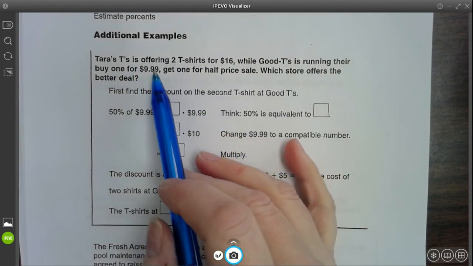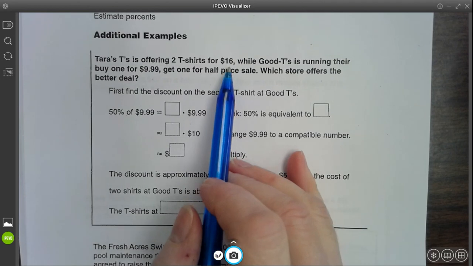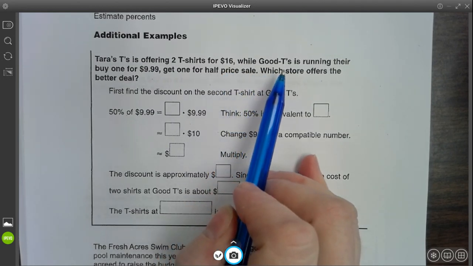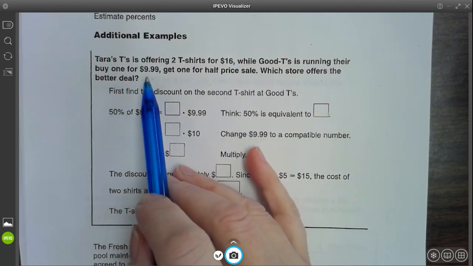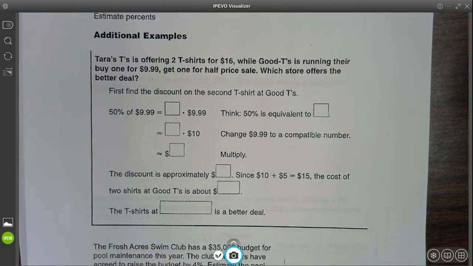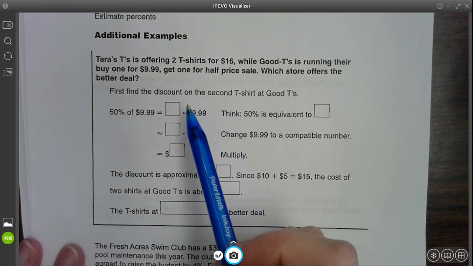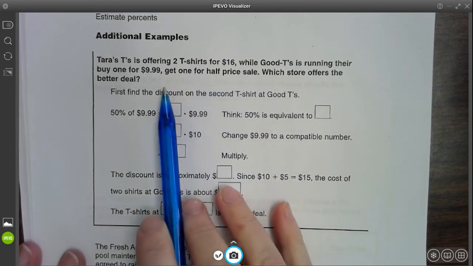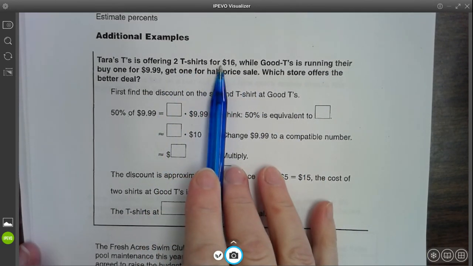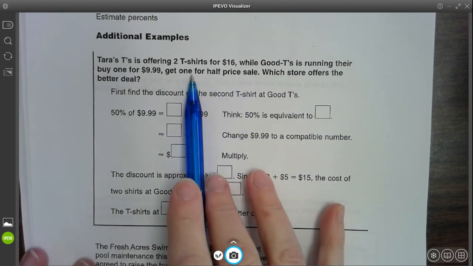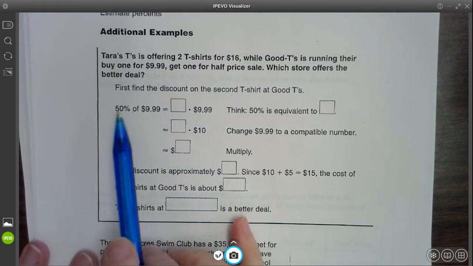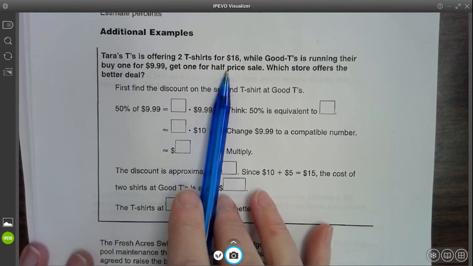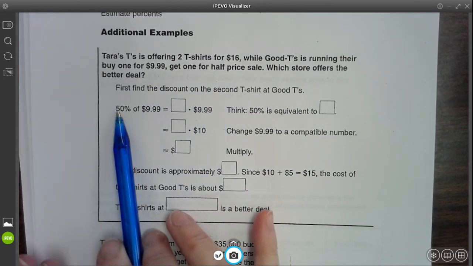It says Tara's Tees is offering 2 t-shirts for $16, while Good Tees is running their buy one for $9.99, get one for half price sale. Which store offers the better deal? Okay, so first of all, we need to find the discount on the second t-shirt at Good Tees. So what is that going to be? So Tara's Tees is 2 t-shirts for $16. This one is half price. So what we need to think of is half price is 50%, right?